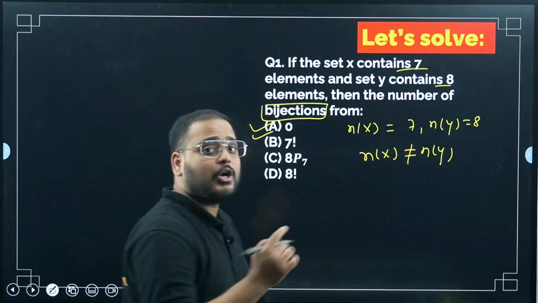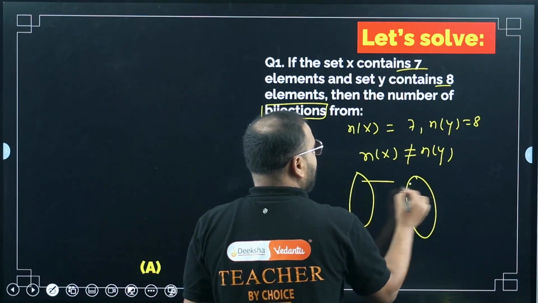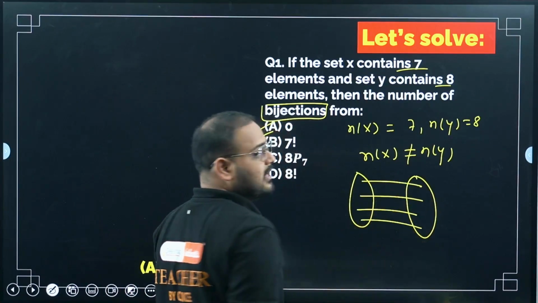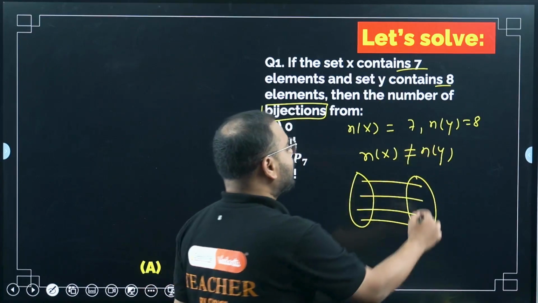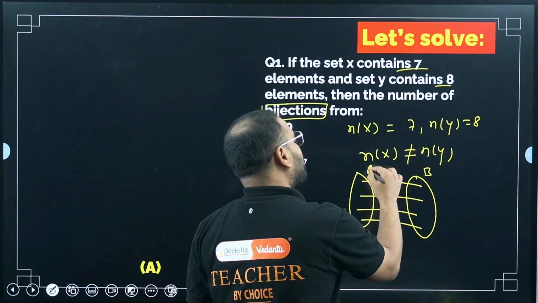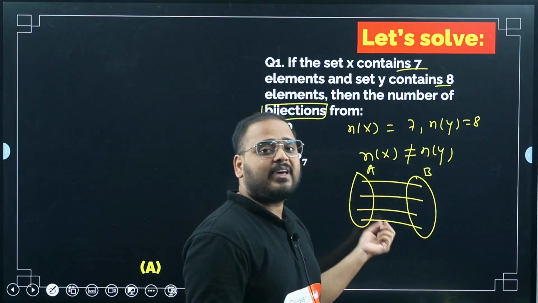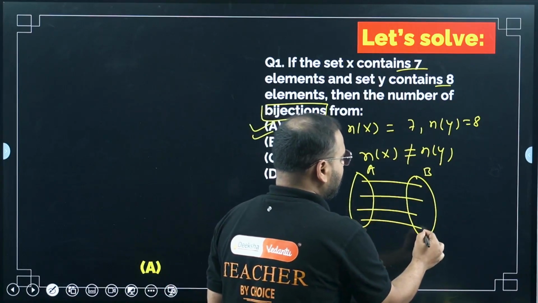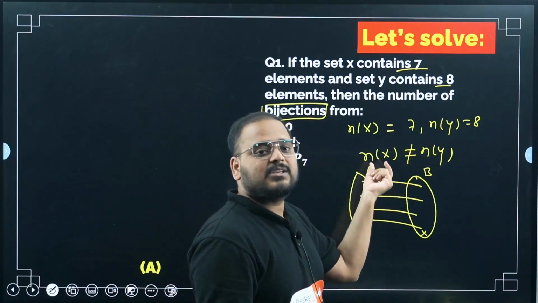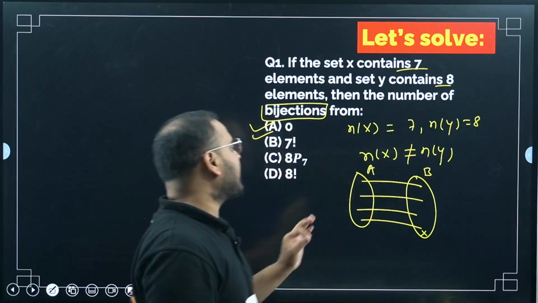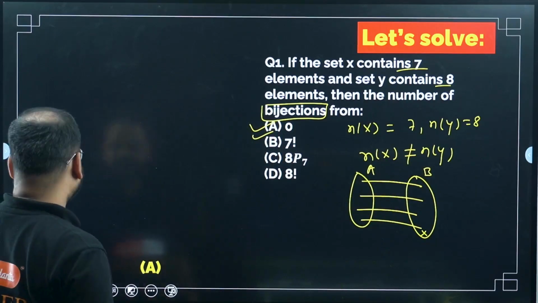Why, sir? One-one and onto. Remember this. One-one and onto: every element will go with every other element uniquely in the set B, the codomain, and none of the elements in the codomain should be left out. Means I cannot have any element which is left out. So for it to be bijective, what should happen? n of X equals n of Y, meaning the number of elements in X equals the number of elements in Y. First question done, sir. Let's move on to the second problem.